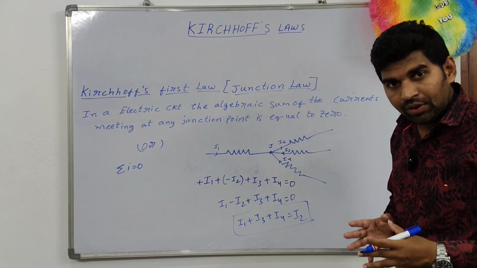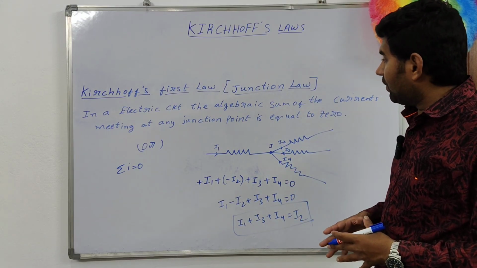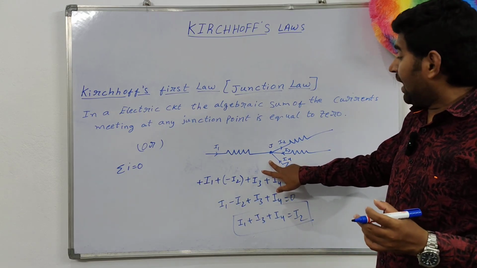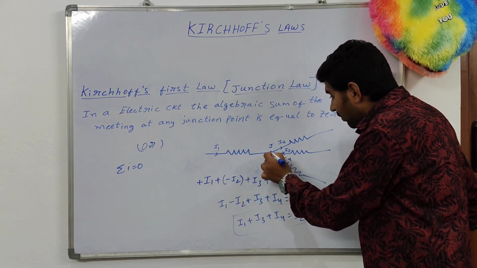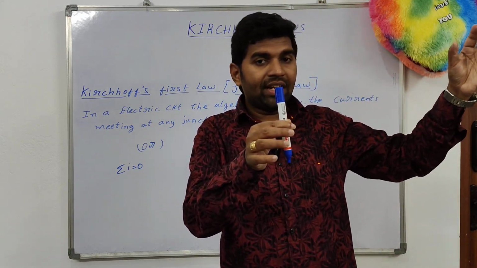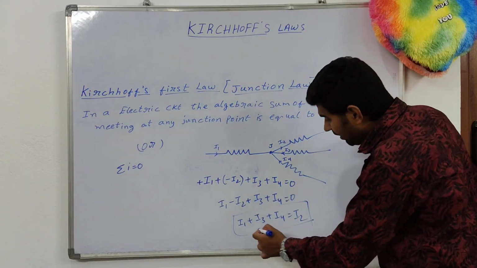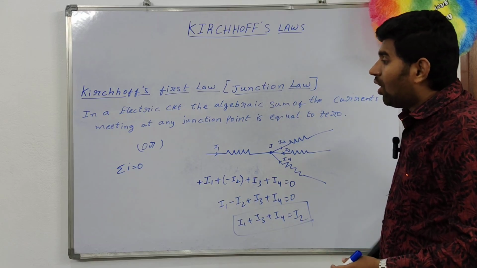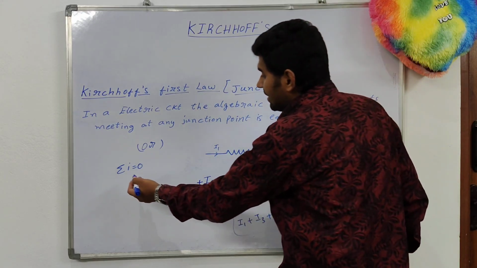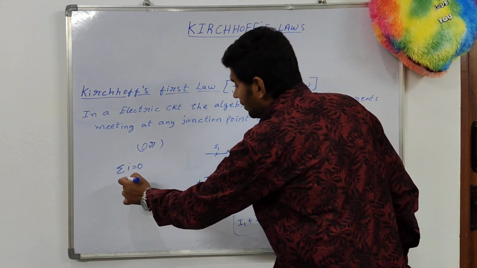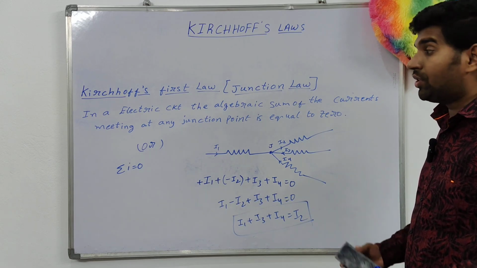Is it clear? Kirchhoff's first law states that in any electric circuit, the algebraic sum of the currents at a junction point is equal to 0. Let us assume this is the junction point. The sum of the incoming currents is equal to the sum of the outgoing currents. This is according to Kirchhoff's first law, or we can also write sigma I is equal to 0. Sigma shows the summation, and the total of the currents must be equal to 0.